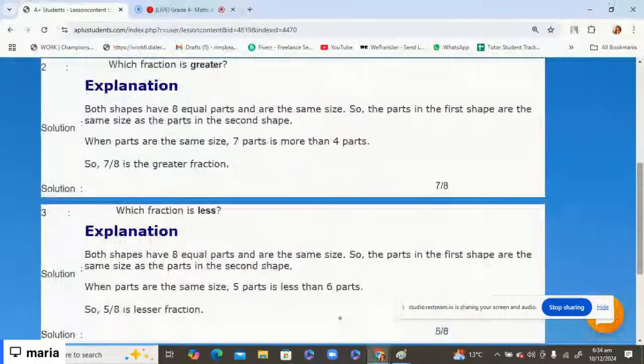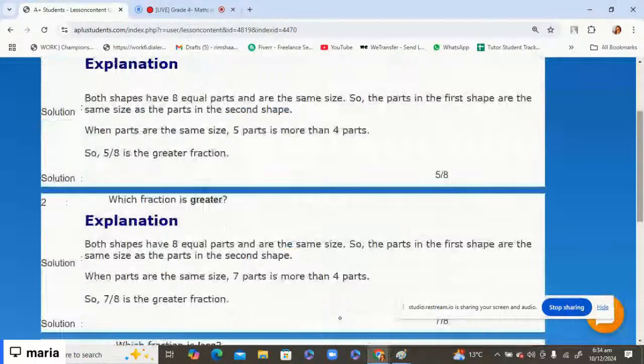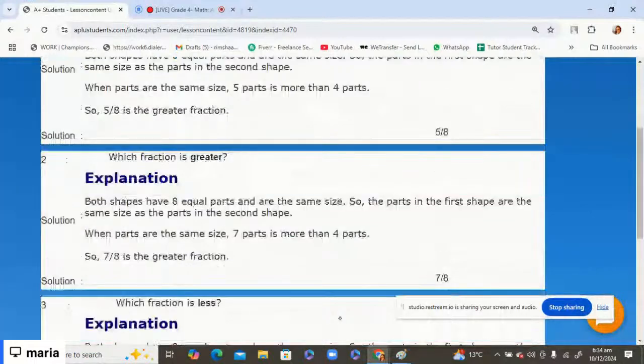Which fraction is greater? This is the thing that we have done. Both shapes, 8 equal parts, same size. So the parts in the first shape are the same size as the parts in the second shape. When the parts are the same size, 7 parts is more than 4 parts. Okay, 7 is more as compared to 4. So we can say that 7 by 8 is greater as compared to 4 by 8.